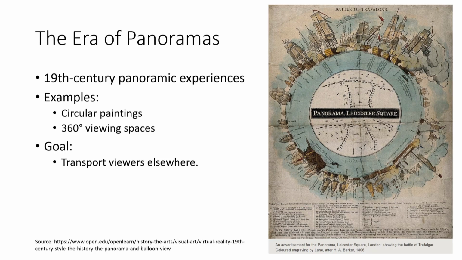Following this, there was the era of panoramas. People started experimenting with circular paintings in the 19th century. They started looking at 360-degree viewing spaces. An example of this is the panorama view of the Leicester Square. It is from the early 19th century, and you can see how a 360-degree viewing space has been created to illustrate the Battle of Trafalgar. So, this is from the famous Leicester Square in London, where this battle took place. So, the goal of these panoramas was to transport viewers elsewhere, just like the paintings that you saw earlier.